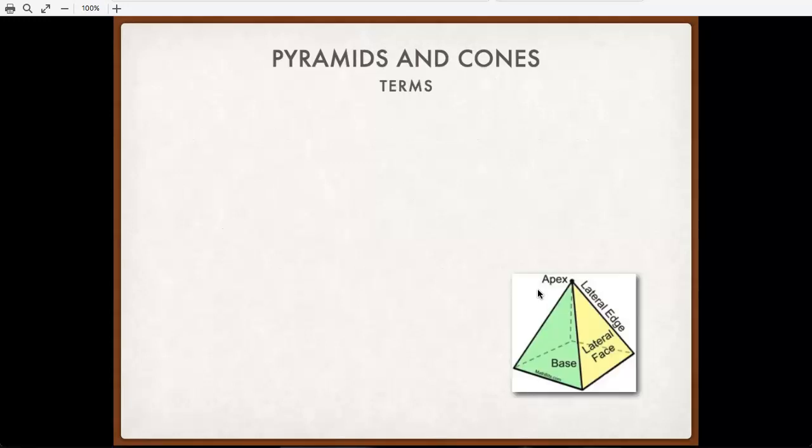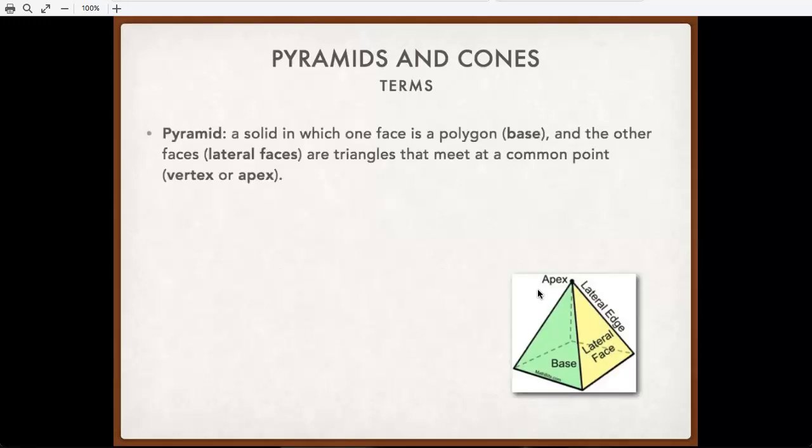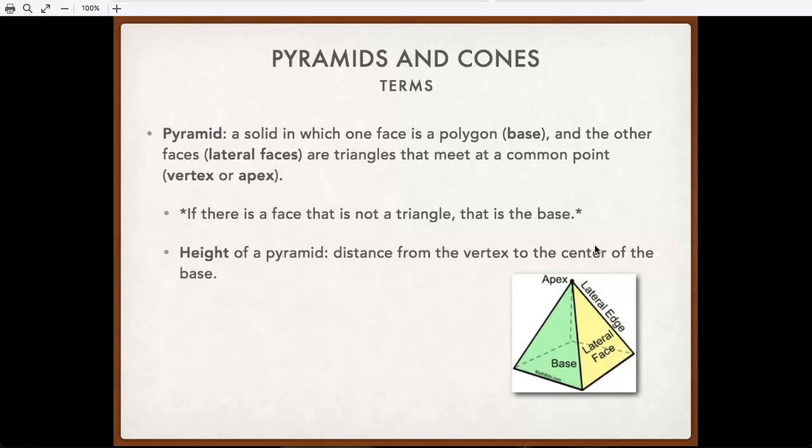All right, pyramids and cones, a few terms first. A pyramid is a solid, so it's a three-dimensional shape we're talking about, where one of the faces is a polygon. We call that the base. And the other faces, or our lateral faces, our side faces, are triangles that meet at a common point, which we call the vertex or the apex. So we see here the base, you've got this lateral face here as a triangle, and all of these triangles, these lateral faces, meet at the apex or the vertex.